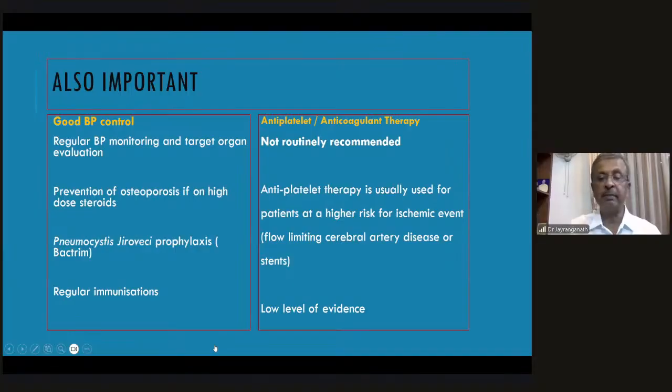We do not know the etiology first of all. We do not know what the mechanism is. So we put them on single antiplatelet therapy when we are doing the renal angioplasty. For a large vessel like the abdominal aorta it may not be necessary, but it is definitely indicated in renal artery intervention. It is used for patients at a higher risk for ischemic events. The level of evidence is low, that's what the evidence says.